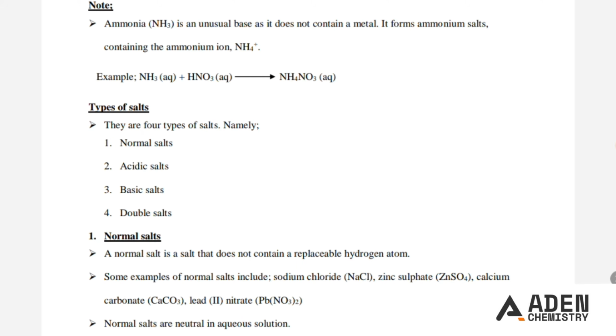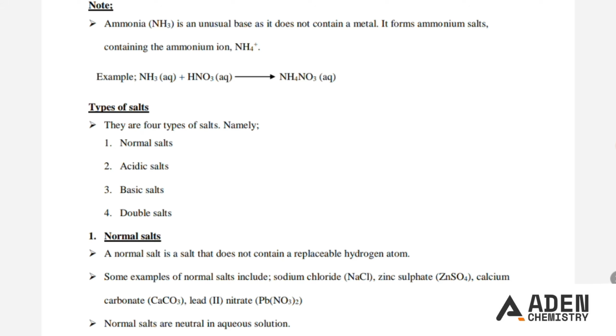We are saying there are 4 types of salts. Number 1, normal salts. Number 2, acidic salts. Number 3, basic salts. Then lastly, number 4, double salts. Each of these types of salts will be explained in detail. So let's start with number 1, that is normal salts.